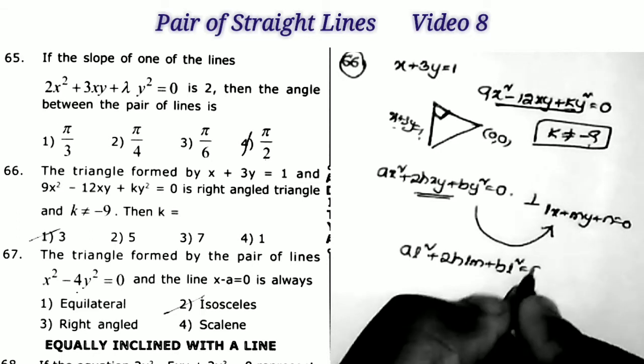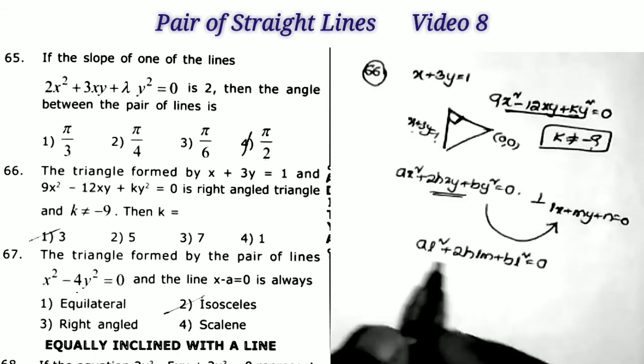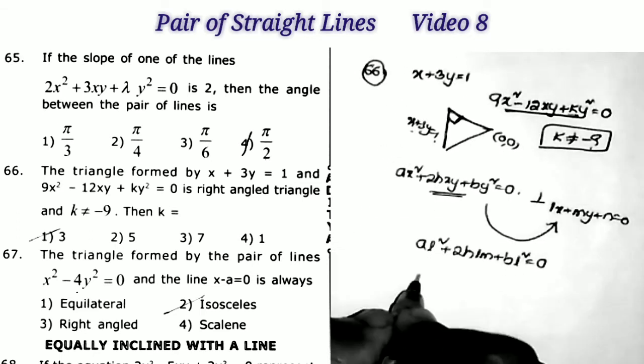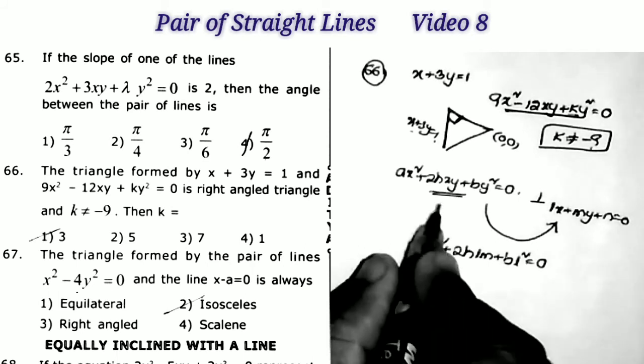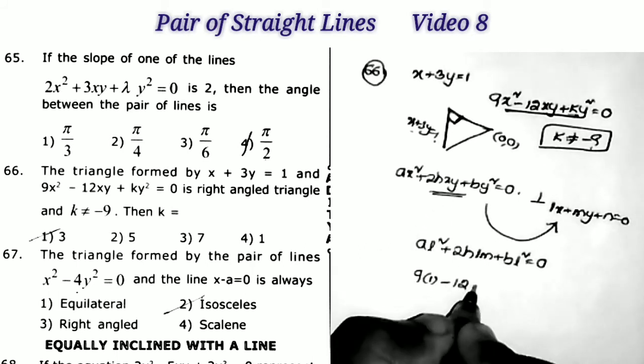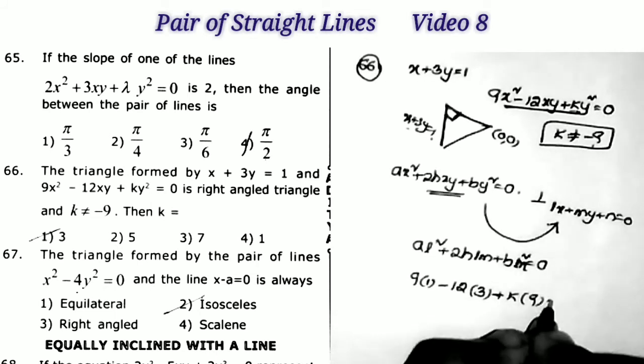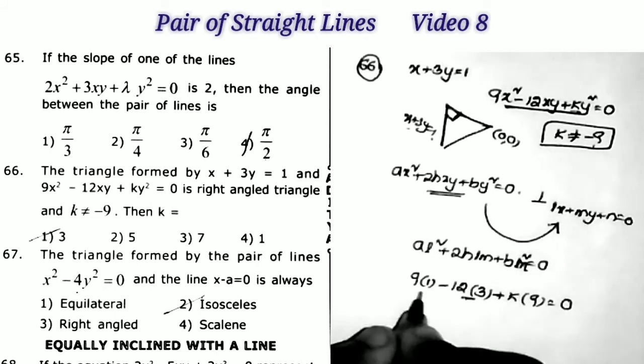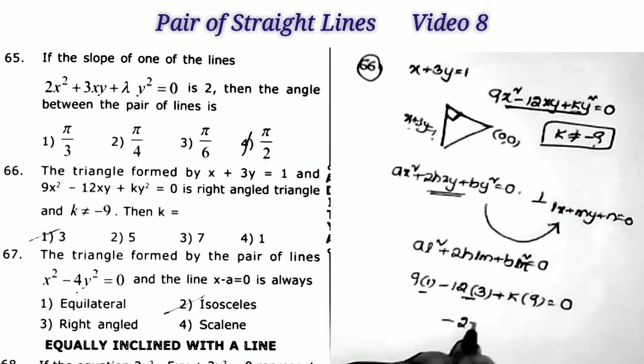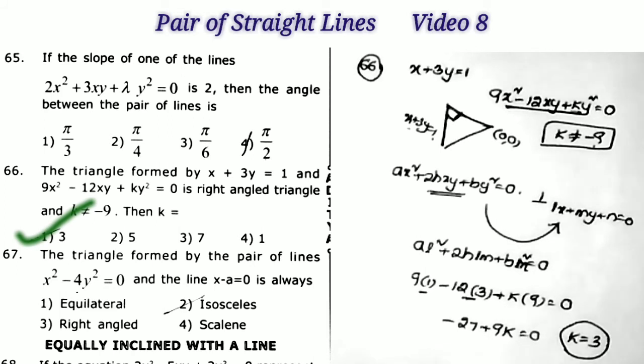Now replacing the values in this condition to get the k value, what is a value? 9, l square, that is 1. 2h is equal to minus 12, lm, that is 3. b is equal to k, m is equal to 3, m square 9. Therefore, 9 minus 36 plus 9k is equal to 0, that is, minus 27 plus 9k is equal to 0. Therefore, the value of k is equal to 3. Okay, and that is the first option.